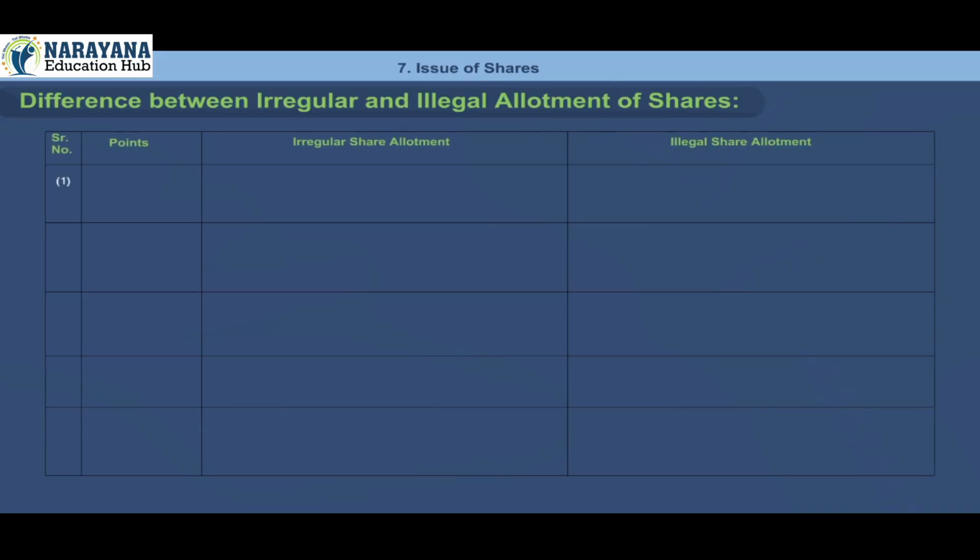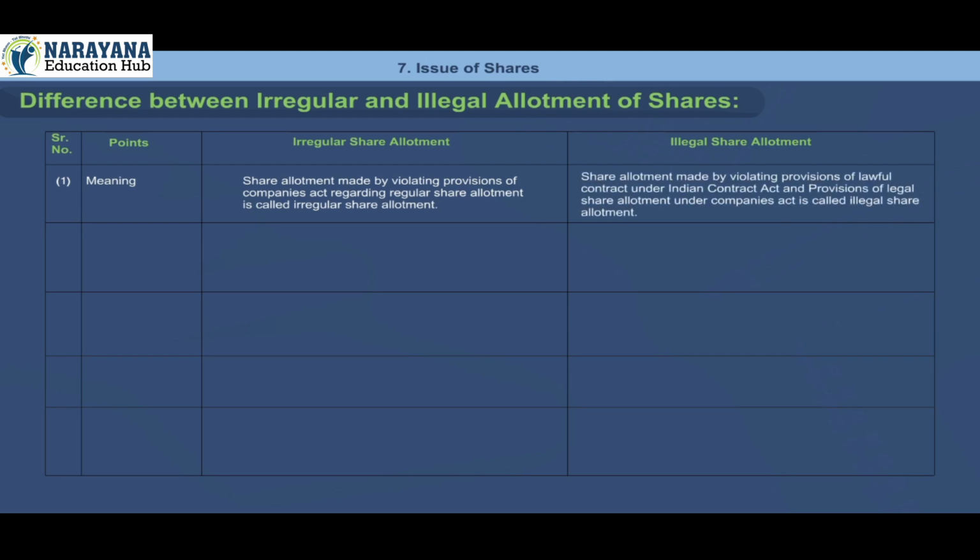Serial number 1. Points. Meaning. Irregular share allotment. Share allotment made by violating provisions of Companies Act regarding regular share allotment is called irregular share allotment. Illegal share allotment. Share allotment made by violating provisions of lawful contract under Indian Contract Act and provisions of legal share allotment under Companies Act is called illegal share allotment.